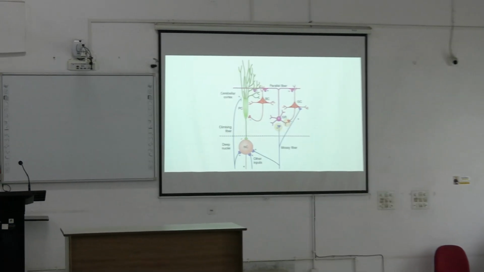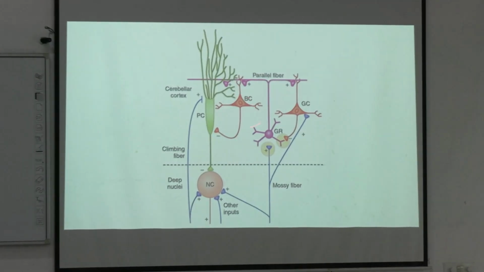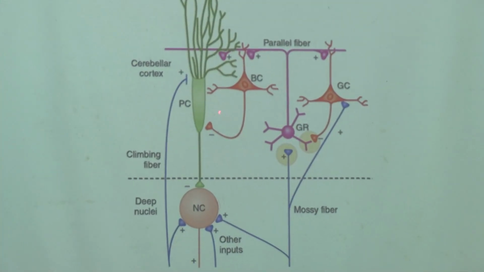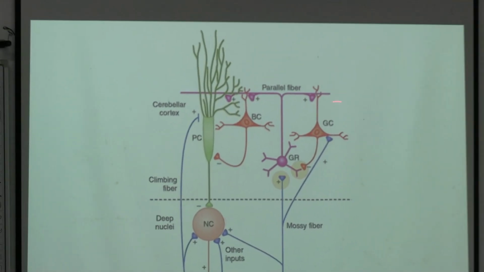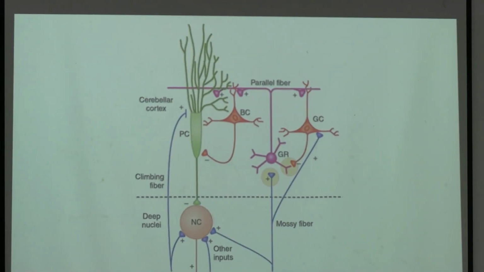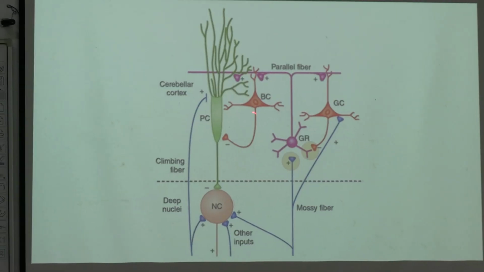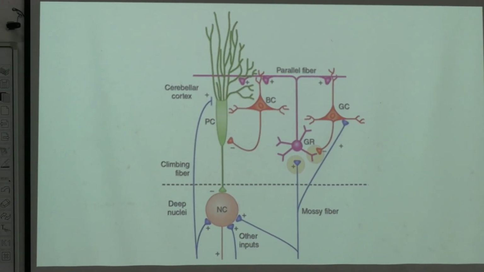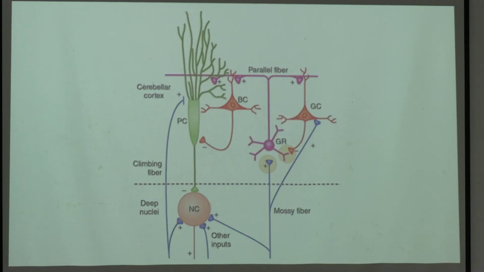And it is connected in a different way through other cells like the basket cell, granular cell, Golgi cell. So these are 4 major cells. PC, BC, GR, GC: Purkinje cell, basket cell, granular cell, and Golgi cell. Right? Okay, 2 different types of fibers are there.